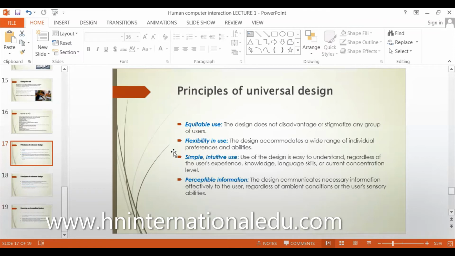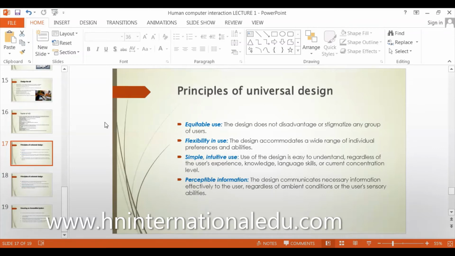Flexibility in use. The design accommodates a wide range of individual preferences and abilities. It must be flexible to use. Like if a feature is not good enough, it must be so flexible that the designer can change or modify it. Simple, intuitive use.